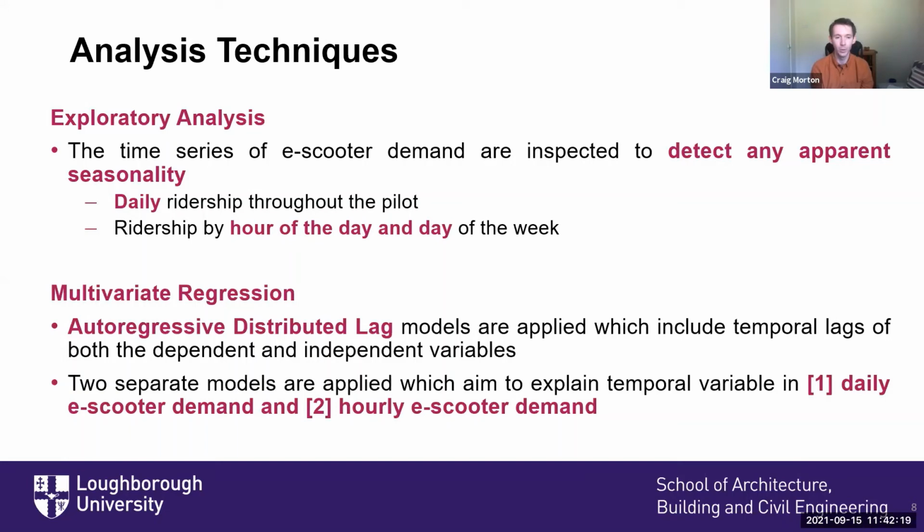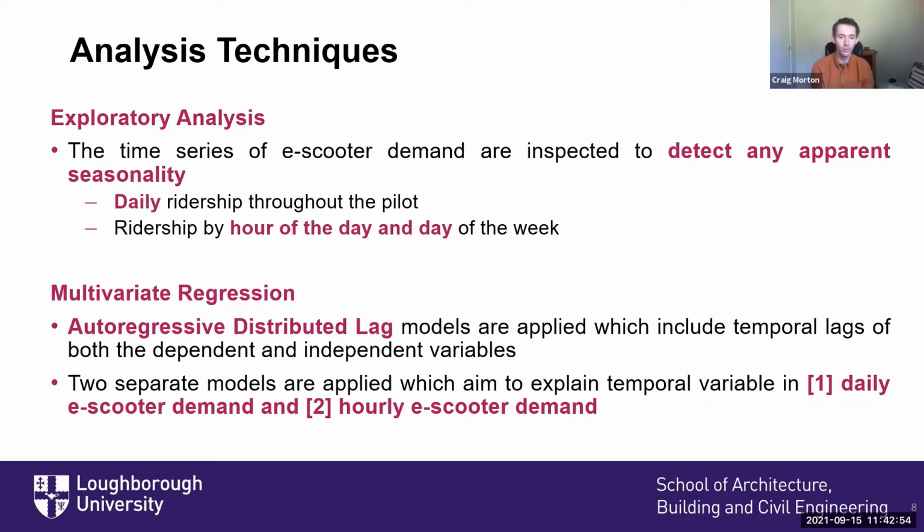We applied something called an autoregressive distributed lag model, which is a variant of multivariate regression analysis, which allows you to say, okay, here's the dependent variable, in our case ridership patterns, here's a load of independent variables, in our case weather conditions, and what are the connections between these two different sets of variables. We offer 2 different flavors of model as well. The first ones I'm going to showcase are daily demand models, where we're using daily ridership as the dependent variable.